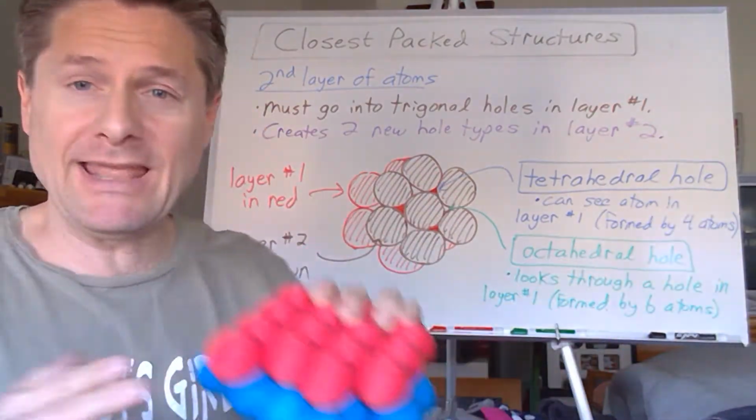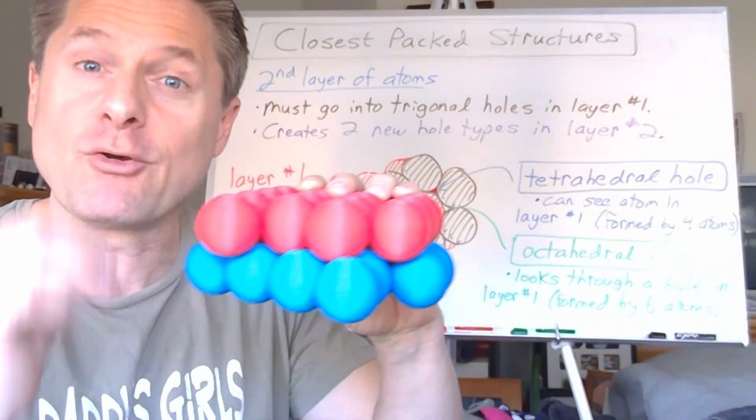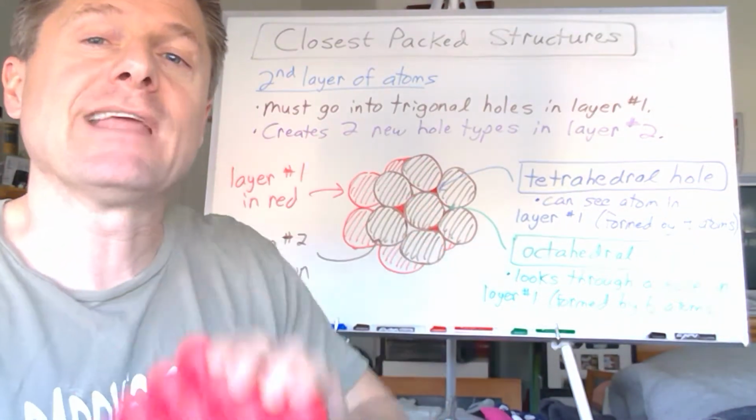If it goes into an octahedral hole, you get a whole different type of layer that doesn't repeat layers 1 or 2. You get a third distinct type of layer. Let's take a look at that.